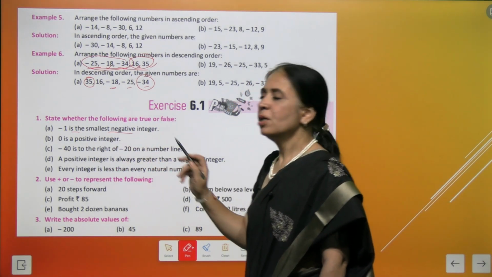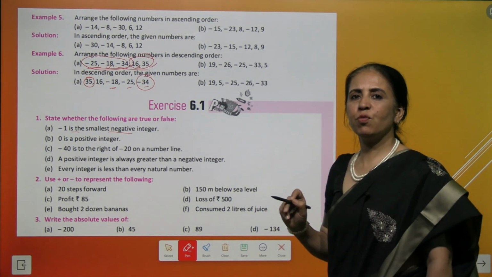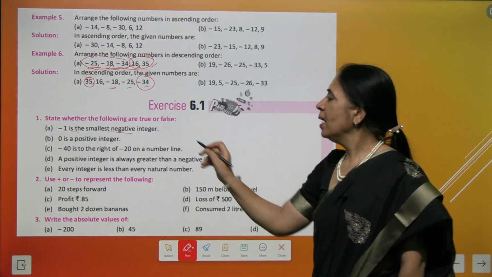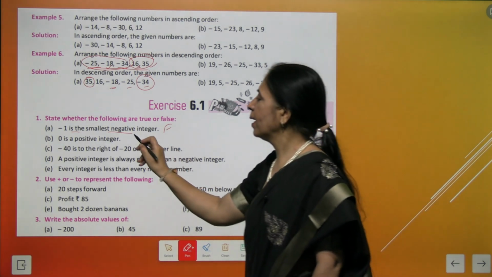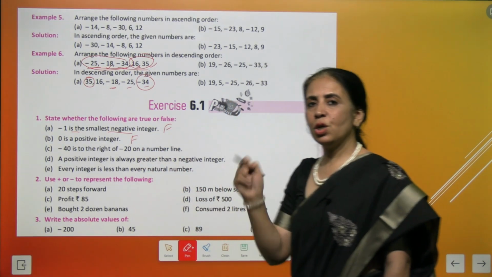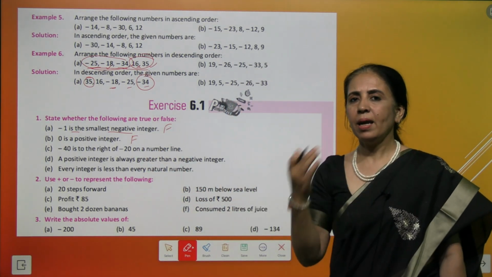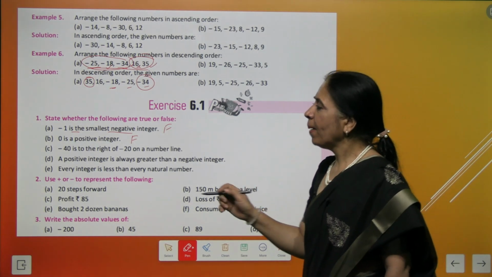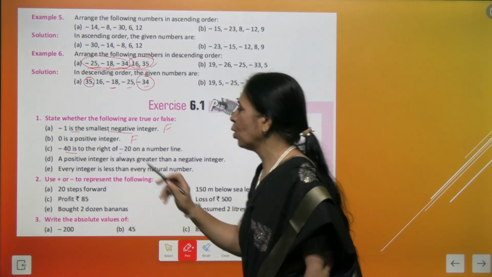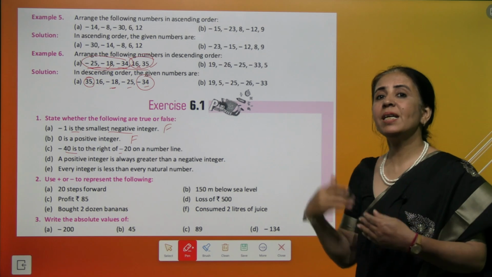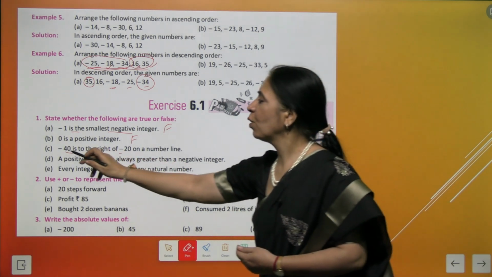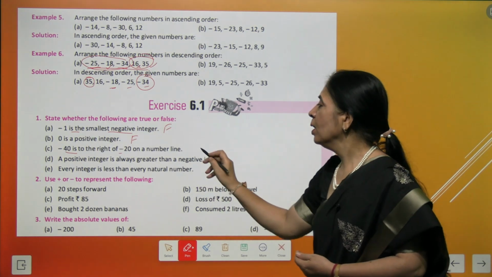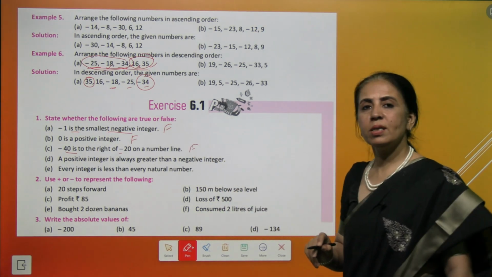Now we'll be doing true and false. -1 is the smallest negative number. It is false. -1 is the largest negative number. And 0 is a positive number. Again it is false because 0 ना तो positive number है ना ही negative number है. -40 is to the right of -20. नंबर जितना छोटा होता है वो उतना लेफ्ट में होता है, and -40, -20 से छोटा है. So again it is a false statement.